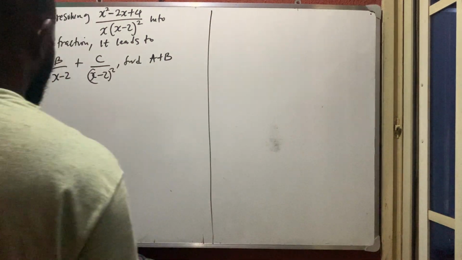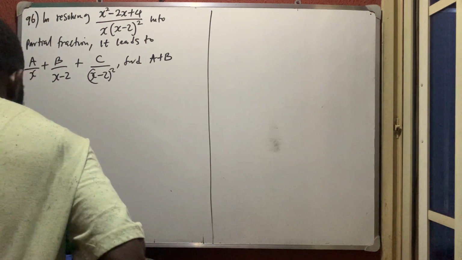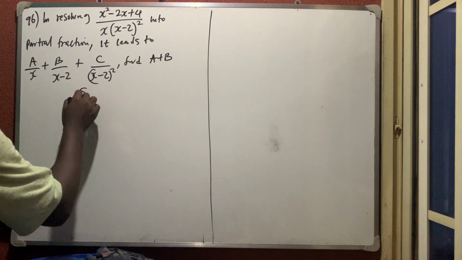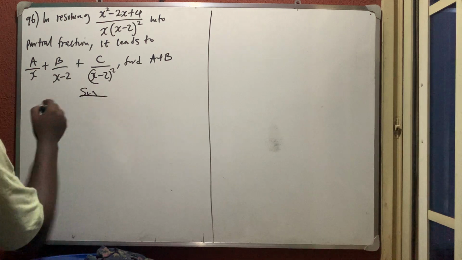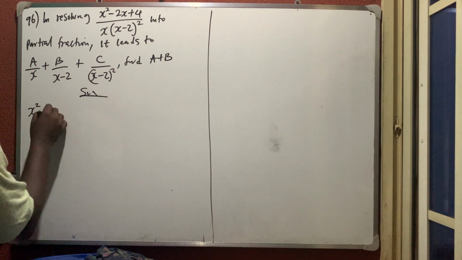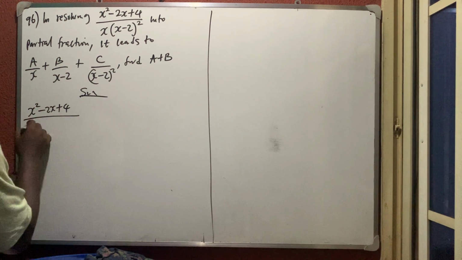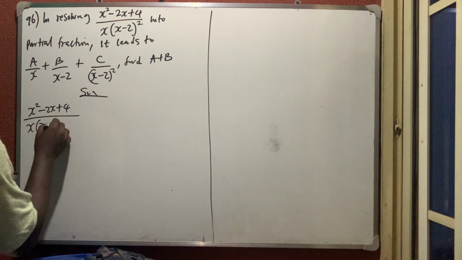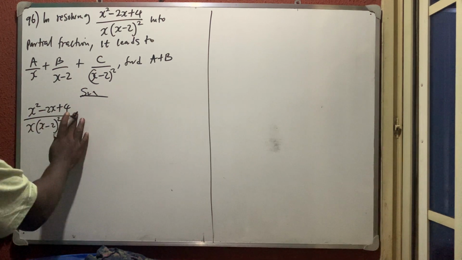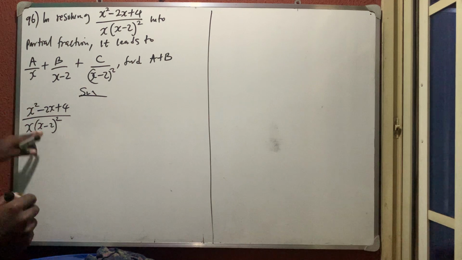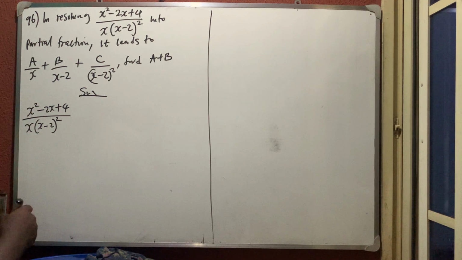Okay? Solution is very simple. So I have that x squared minus 2x plus 4 all over x into x minus 2 all squared. Now before you solve a partial fraction, you must check that this rational fraction must be a proper fraction.